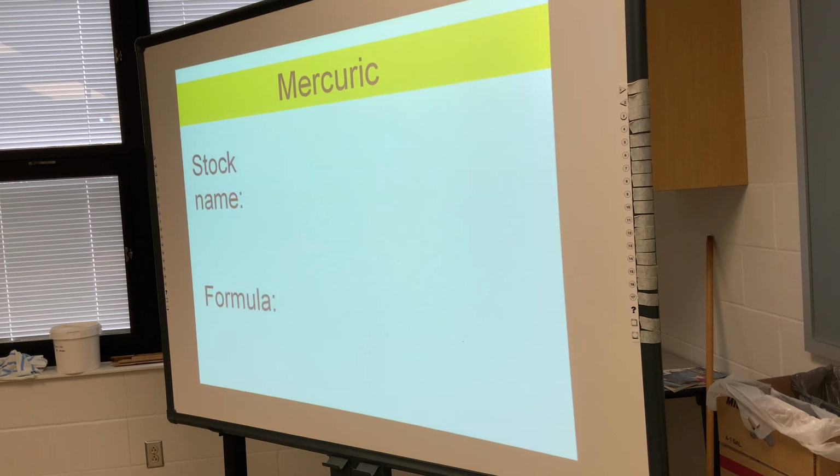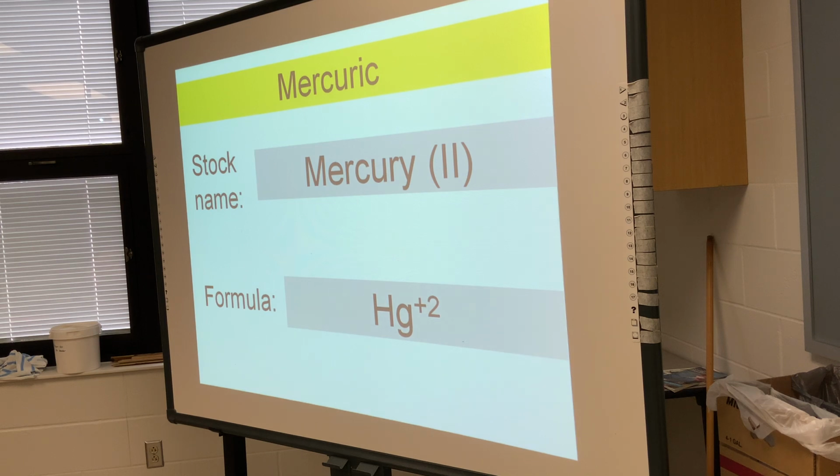What are the two charges for mercury? 1 and 2. This is ic, is this the higher or lower charge? Higher. Mercury 2. So, what's the formula for it? Hg positive 2.